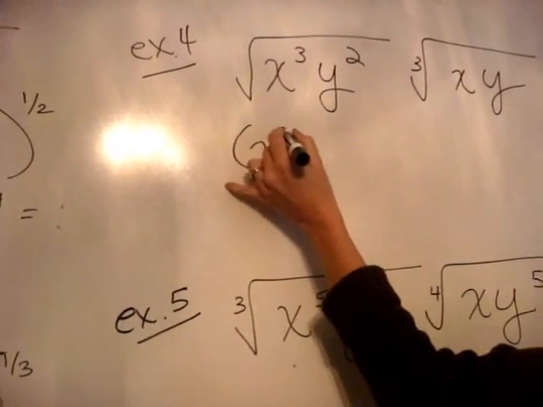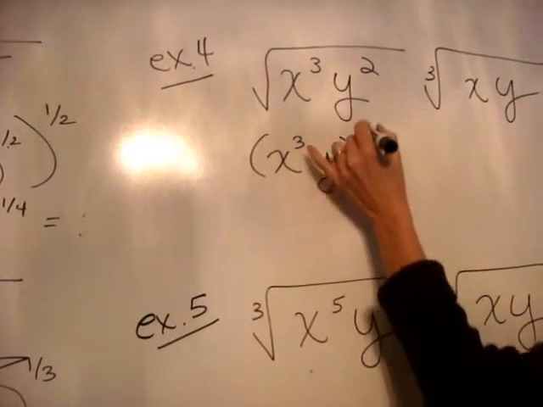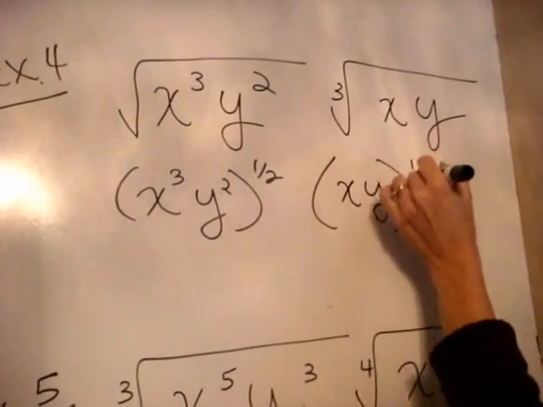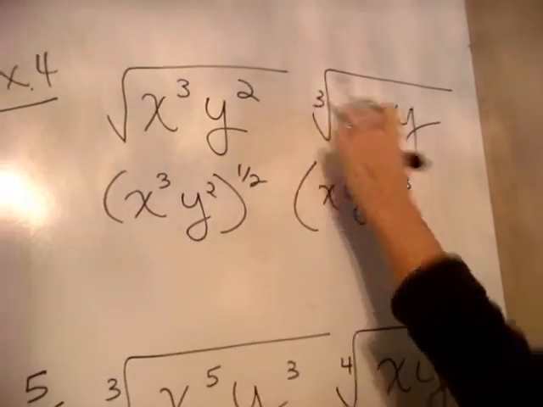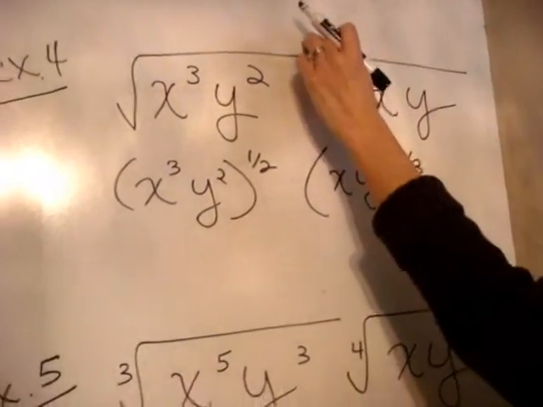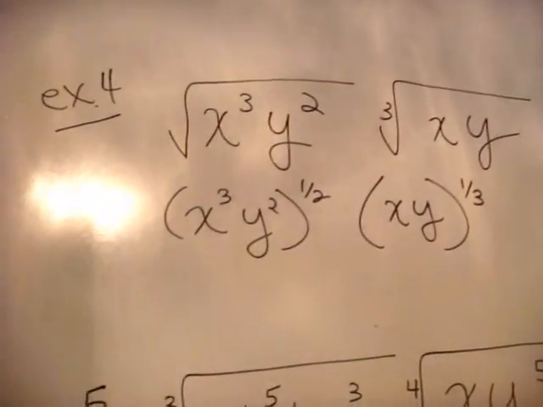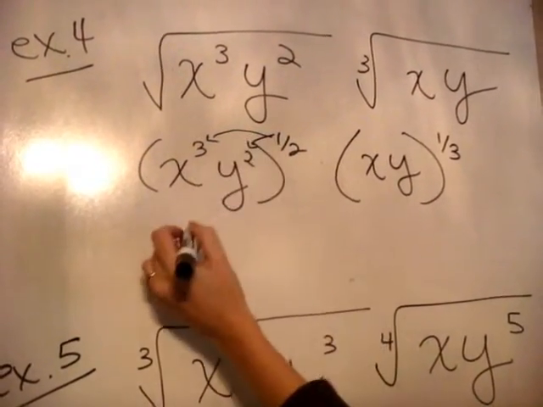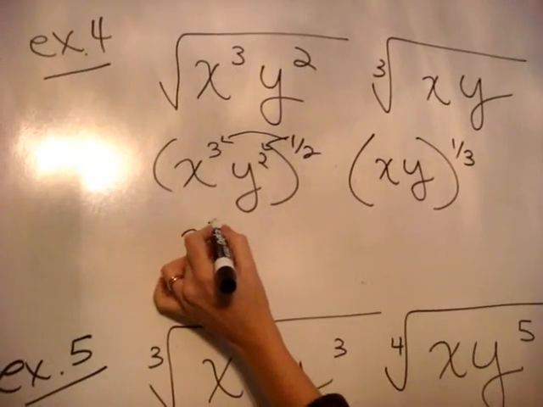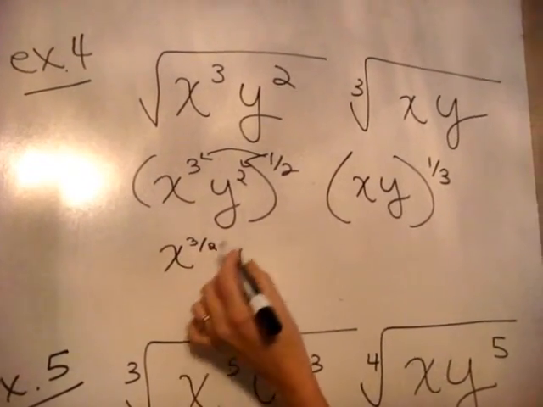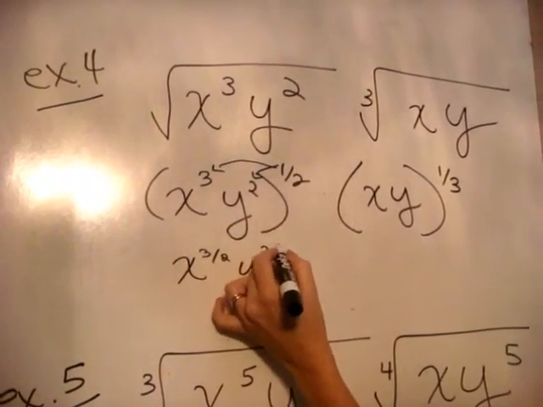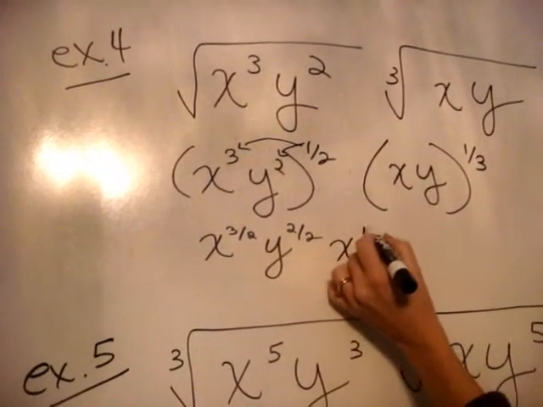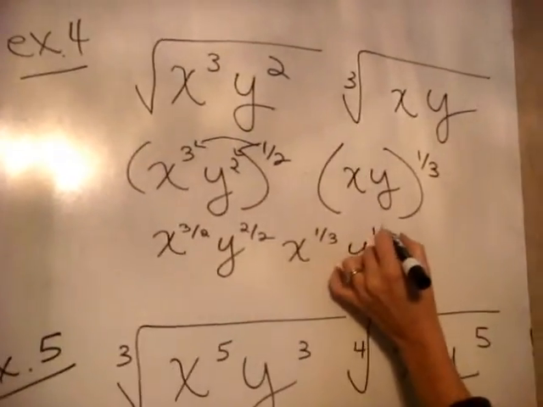It would be x to the 3rd y squared all to the 1/2 power. This would be xy to the 1/3 power. Remember, whatever's on the seat goes on the bottom, there's no power out here, so it's just going to be 1. Now we can distribute. We can use the power to power rule and multiply. So we're going to get x to the 3/2, y to the 2/2. I'll just leave it like that. That's really 1. And over here we have x to the 1/3, y to the 1/3.